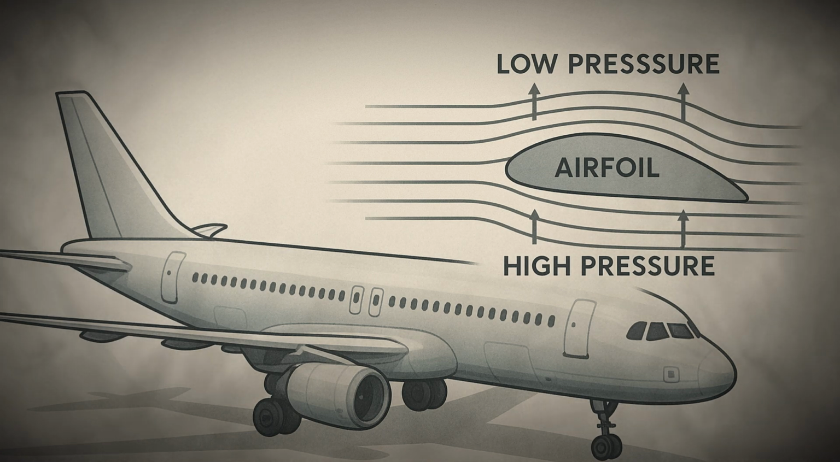The fuselage is the central body of the airplane, and it serves as the main structural component to which the wings and tail are attached. Inside the fuselage is where passengers, crew, or cargo are housed, and it also contains the cockpit, where pilots control the airplane.